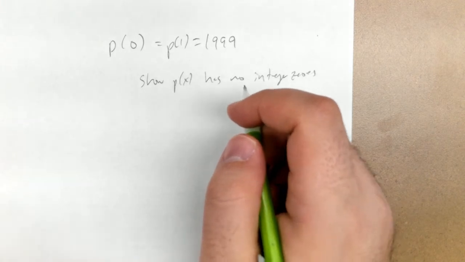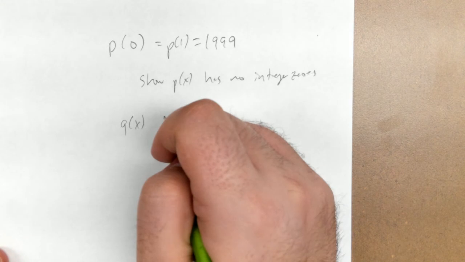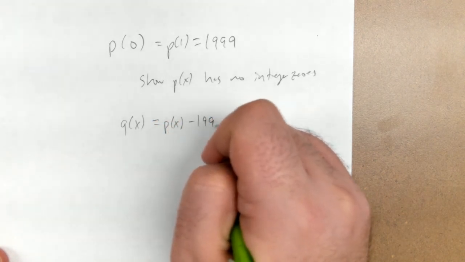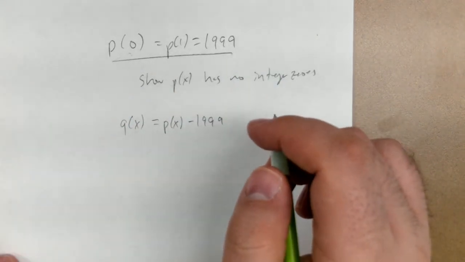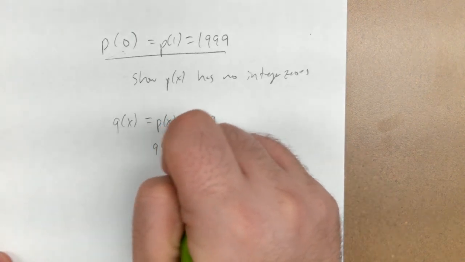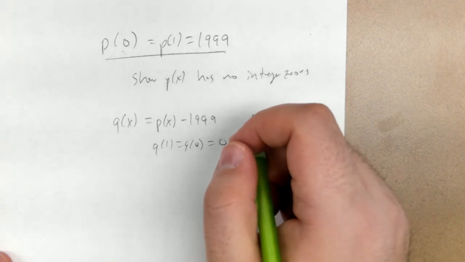Now, it's a very common trick to shift a polynomial if you're thinking about zeros. So we're going to define a new polynomial. We're going to move the 1999 away. And that's going to make these into zeros of q of x, right? So q of 1 equals q of 0 equals 0. And the reason why I want to do this is because I can factor q at least a little bit.